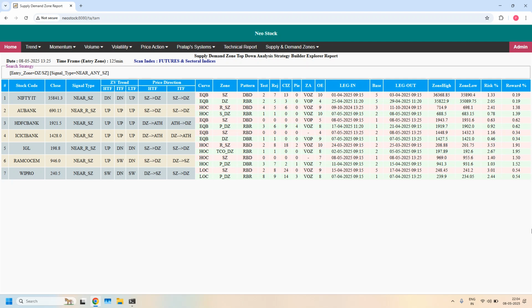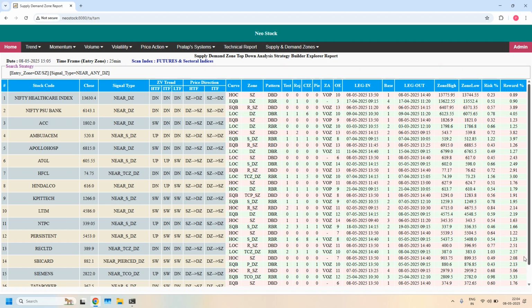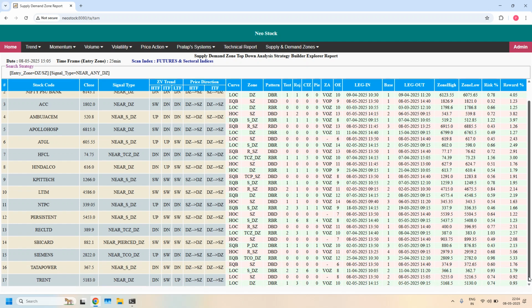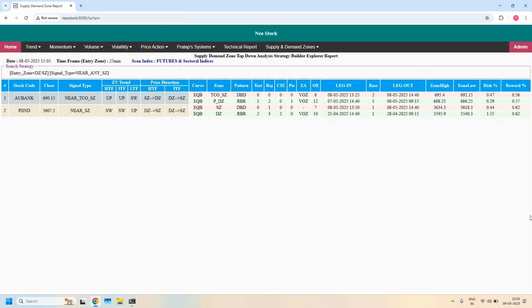Next time frame 75 is already generated. We will generate 25 minutes time frame. Stocks near to the 25 minutes demand zone. First 15 stocks in the list. Scrolling the list down. Total 17 stocks are filtered. Next, stocks near to the 25 minute supply zone. We got 2 stocks.